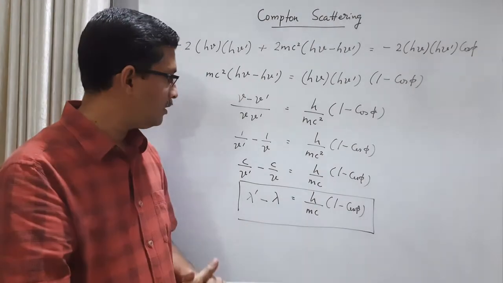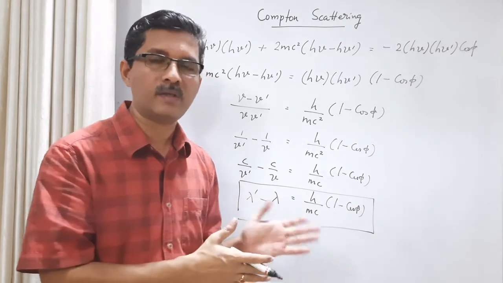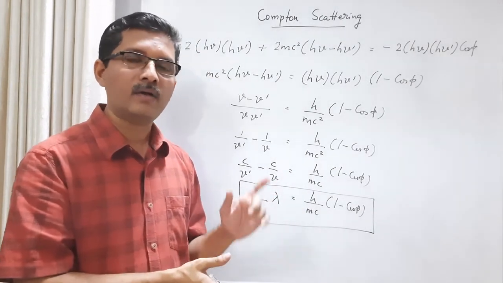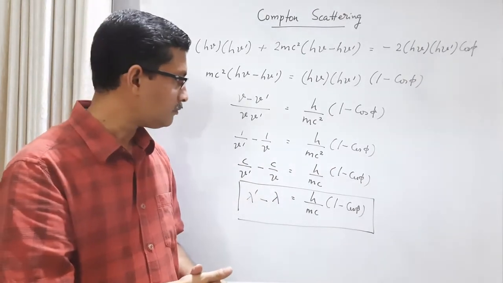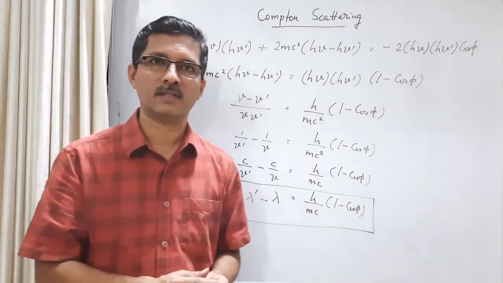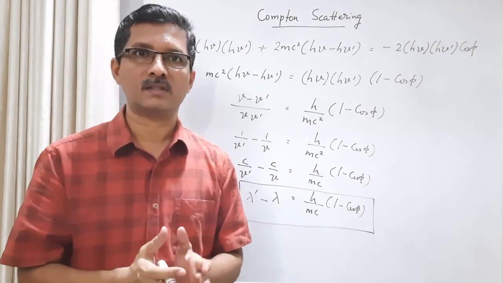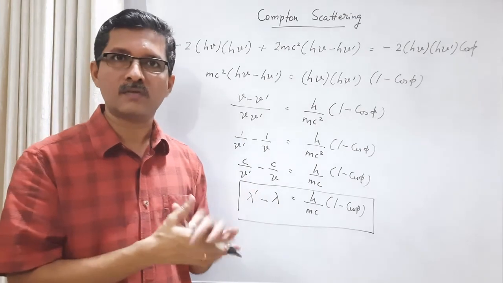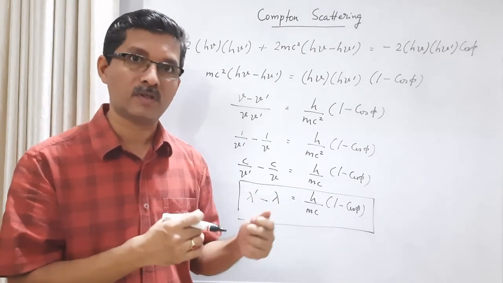This derivation was done by Compton. Compton experimentally discovered Compton scattering, and he also theoretically derived this expression. One thing we can notice in this derivation is that we have used both conservation of momentum as well as conservation of energy to arrive at this expression. And when we use conservation of momentum, we have used the photon momentum also.